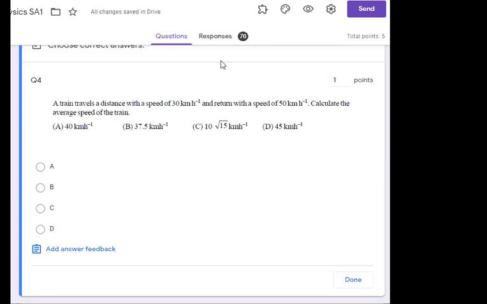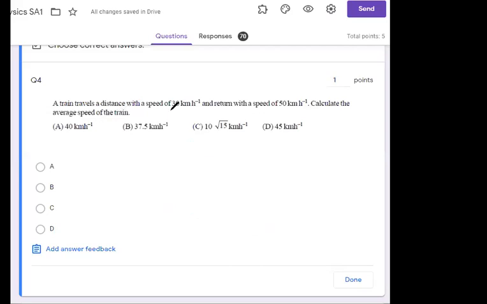Prahlad, pi r by 2 is the distance, divided by root 2r, which is the displacement. So क्या हो जाएगा solve करने पे? Pi r by 2 root 2r, r will get cancelled, right?